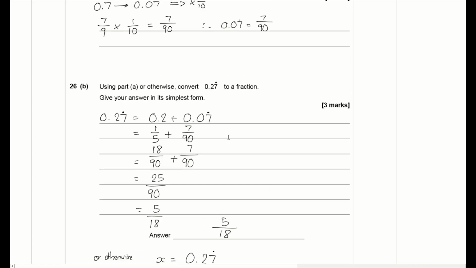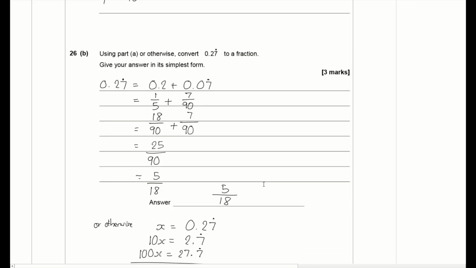But this question, they weren't that fussed about you doing that. They allowed you to deconstruct it in another way, so you can pick whatever efficient way you like, but either way you'll end up with 5 over 18.